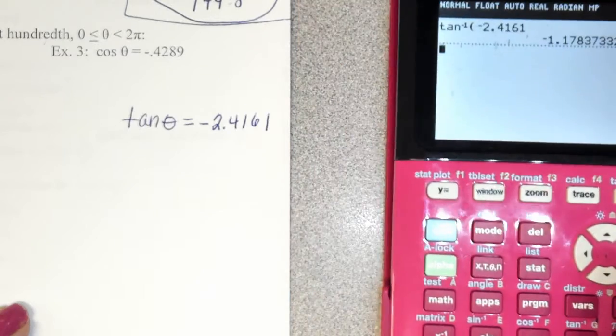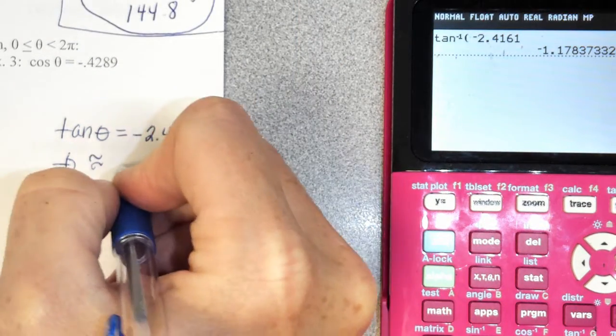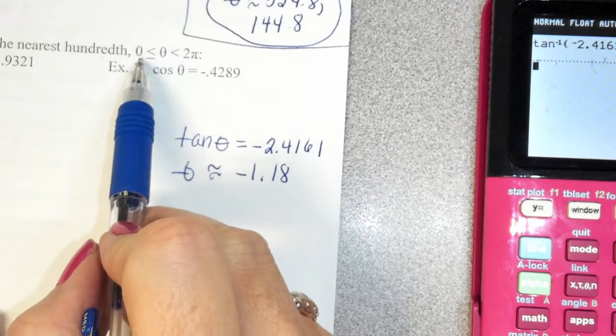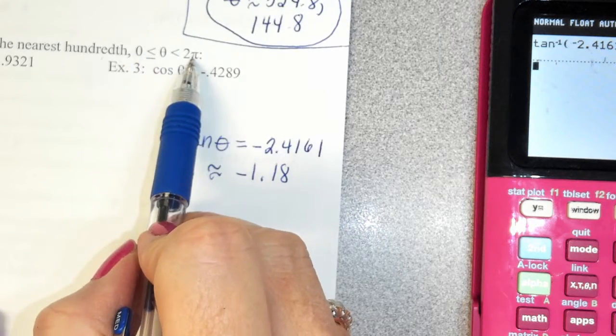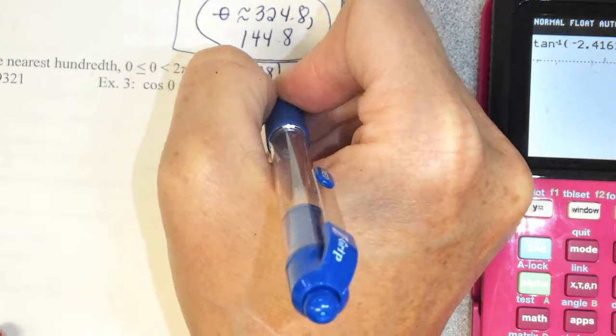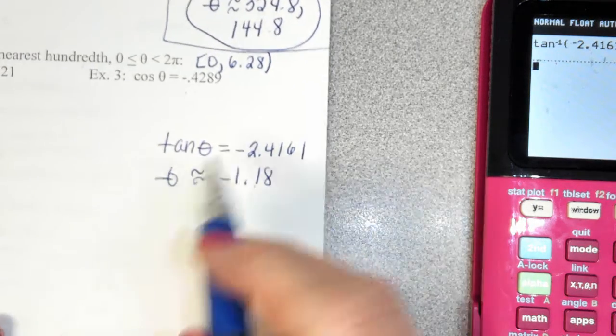Okay, we get this. All right, now what does that mean? We got theta is about negative 1.18. So looking at that, is that in between 0 and 2 pi? What we're really looking at is something in between 0 and 6.28. That is not positive, so it can't be in between those two.